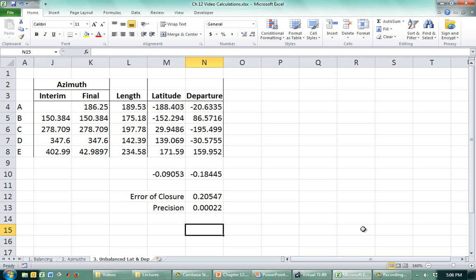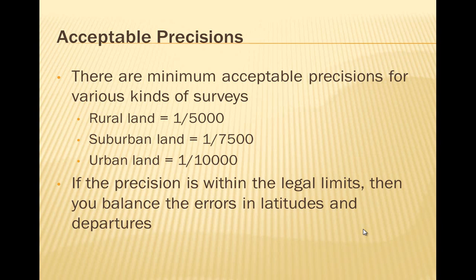1 divided by this. So our error is basically 1 per this number. So we have 1 error per 4,500 measurement, which is actually kind of high. But we'll just pretend, I guess, because your book thought it was fine. It is within the legal limits. We'll pretend that's within the legal limits, and we'll go ahead and we'll do the balance.